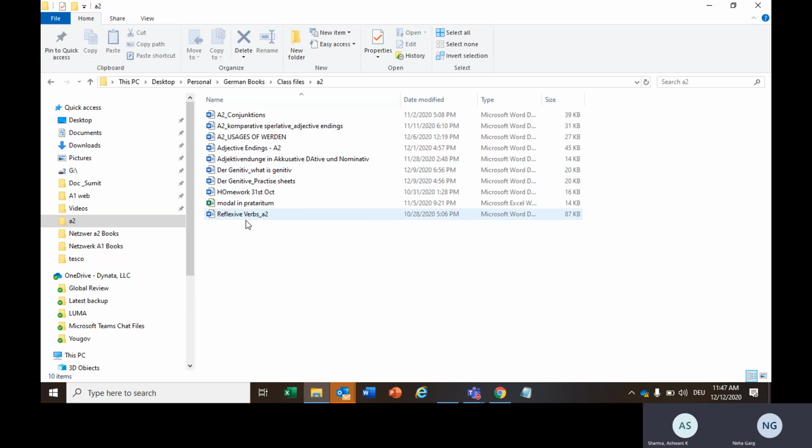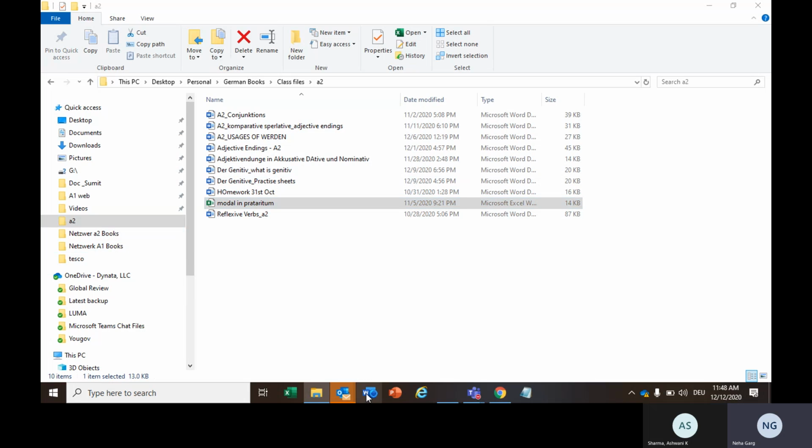Okay. So reflexive verbs are also something we have done. Modal verbs in Präteritum and also Wechsel prepositions. So these were all the topics for A2 grammar which we have covered already.